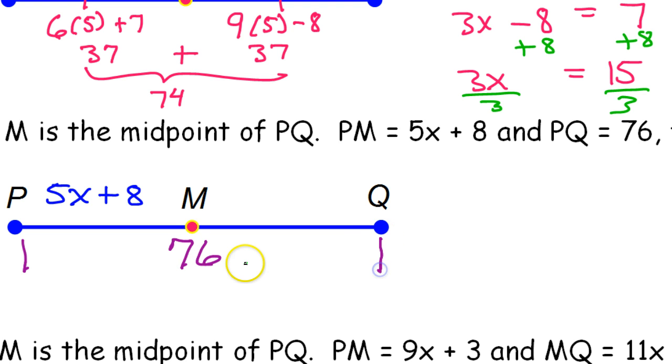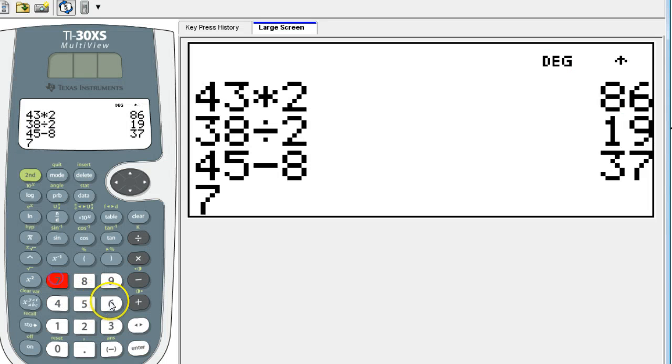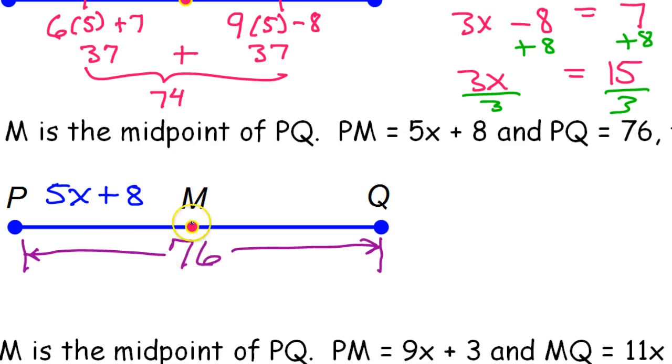If PQ is 76, that means we're talking about all the way. Half of 76, don't you know, is 38. So because this is the midpoint, it's going to be the same on both sides. So that means it's going to be 38 on both sides. I'm going to have a 38 happening over here, and I'm also going to have a 38 happening over here.